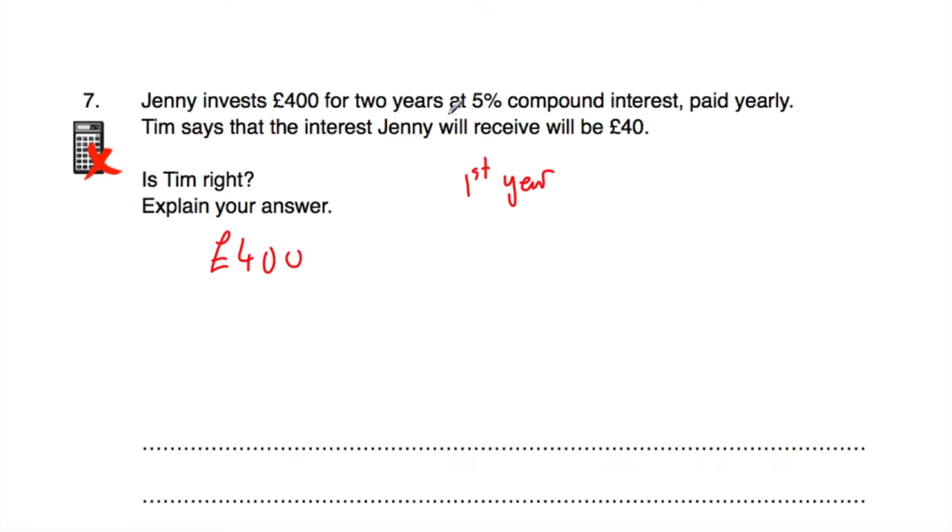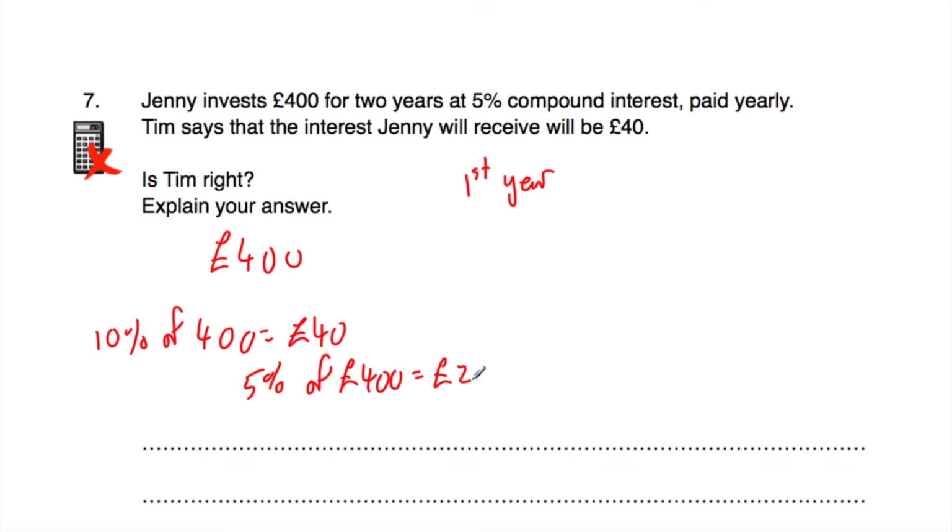After the first year, it would go up by 5%, so we're going to increase this by 5%. 10% of £400 would be equal to £40. But it's 5%, so we're going to half that, so half of 40 would be £20. So 5% of £400 is equal to £20. What we've done there is we've worked out what 5% is by dividing by 10 to find 10% and then halving it. So after 1 year, there'd be £420 in the bank account.